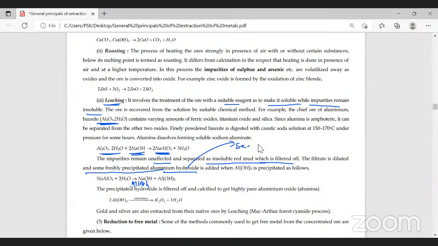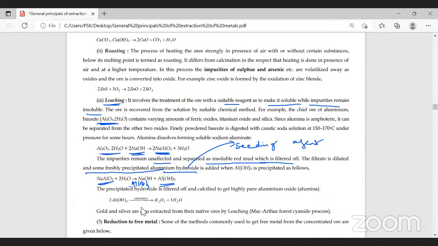It acts as a seeding agent. A seed can become a tree. It can give many fruits, many seeds. So when you add a little aluminum hydroxide, all the sodium aluminate will be converted to aluminum hydroxide. So we have to add a little aluminum hydroxide, that acts as a seeding agent. So all the sodium aluminate will get converted to aluminum hydroxide.